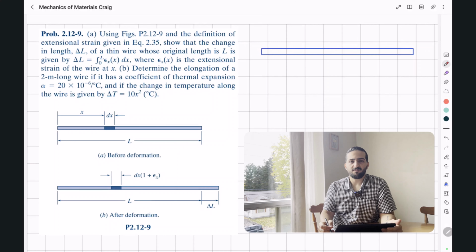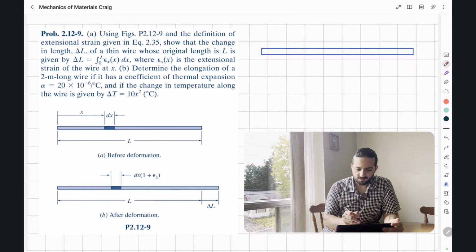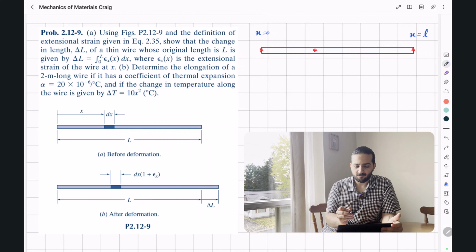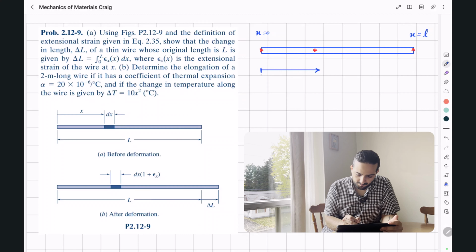Okay, let's assume this is our original wire. And before we apply the deformation, we put some signs at the beginning and the end of this wire and somewhere in the middle. So let's say for this point, x is 0. For this point, x is L. And for the middle point, we're going to assume that it's located at the distance x from the beginning. So this is going to be x. This is before deformation.